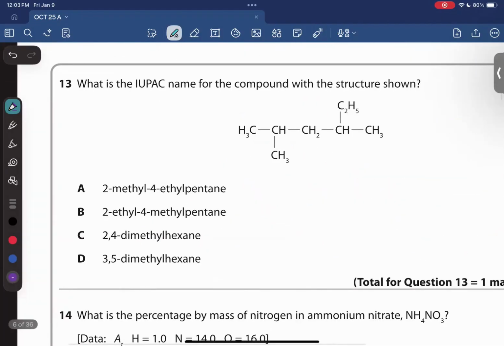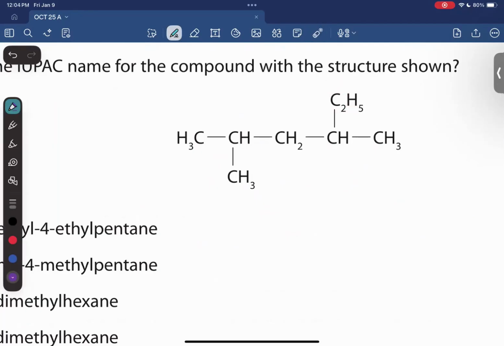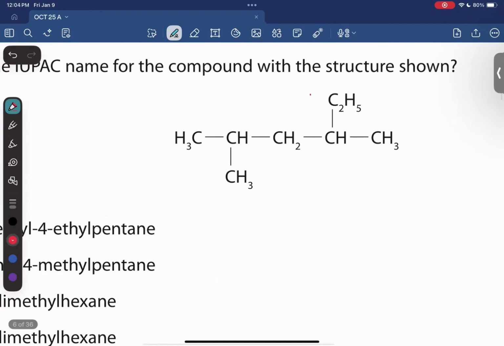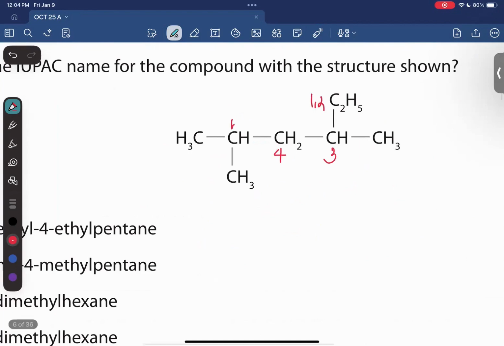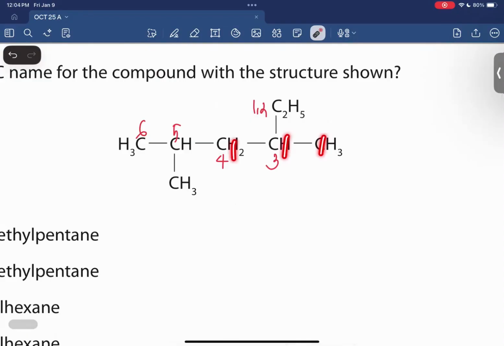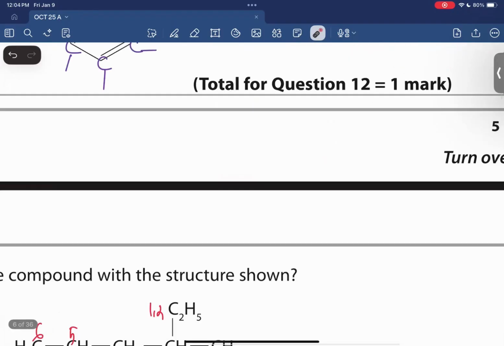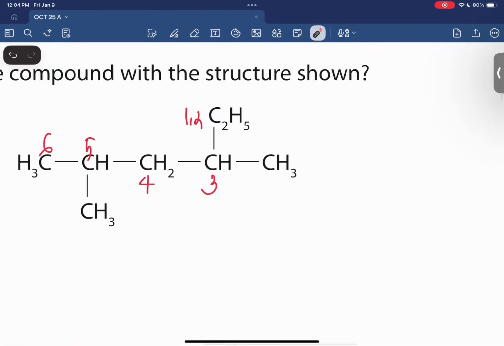Question 13 says, what is the IUPAC name of this compound? Okay, so what is the longest carbon chain? We have 2 carbon over here. 1, 2, 3, 4, 5, 6. So our name should be containing hexane, right? Let me just check over 1, 2, 3, 4, 5, 1, 2, 3. So our longest chain is hexane, right? So you could eliminate this pentane, okay? Hexane.